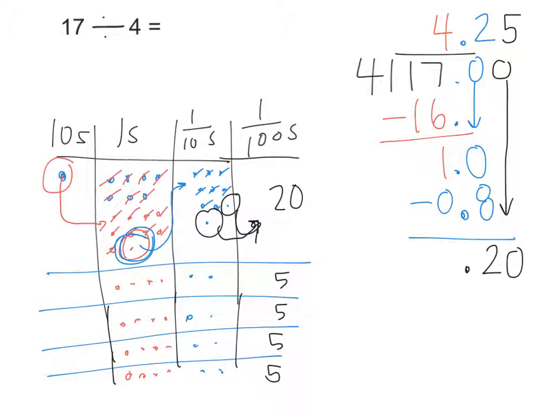And how many hundredths do I use up? 5 times 4 is 20 hundredths. And I don't have anything left over. So therefore, 17 divided by 4 is 4 and 25 hundredths.